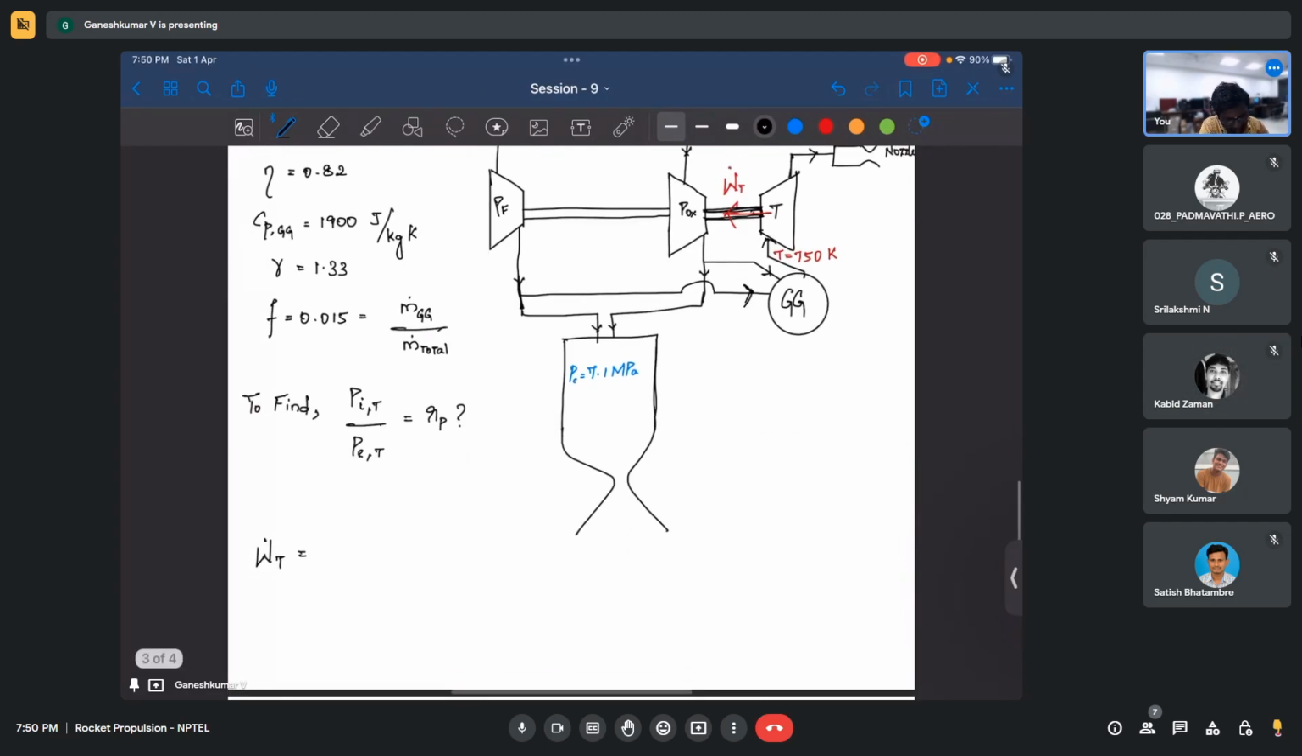So what is the work output of the turbine? Do you know any relations? Start with that. Pressure gradient into the volume flow rate. You mean RP times Q dot? No, pressure ratio, pressure gradient, delta P times volume flow rate. So you are doing the opposite of pump, right? But there are more elegant expressions also. It's fine. We'll start from here.